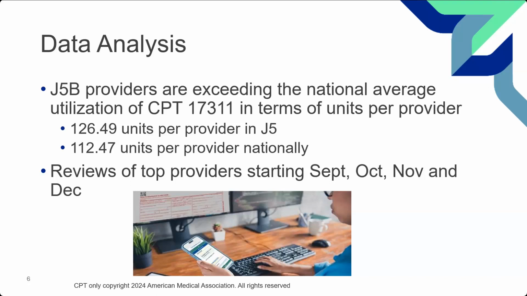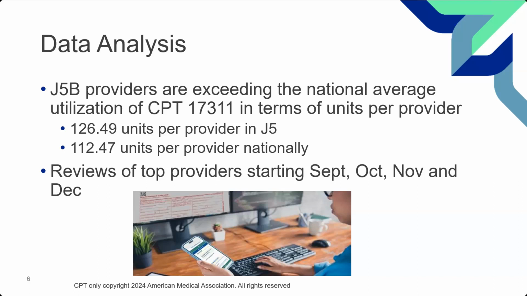Now, we ran data. WPS, from that data, identified that in our J5 contract of work, so in J5, there were providers that were exceeding the national average of utilization of that CPT code 17311 in terms of units per provider. So the providers in this geographic area were billing more than when compared to the nation. There were not any CERT errors or findings related to this. So they're another review entity by Medicare that could also look at things.